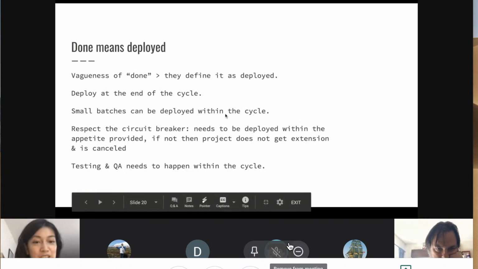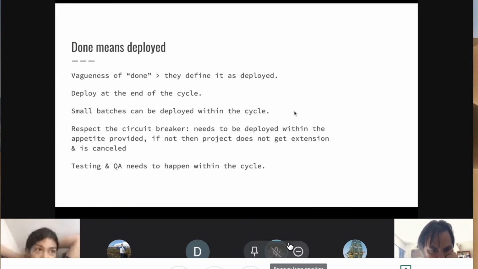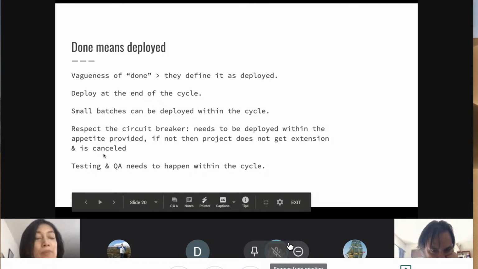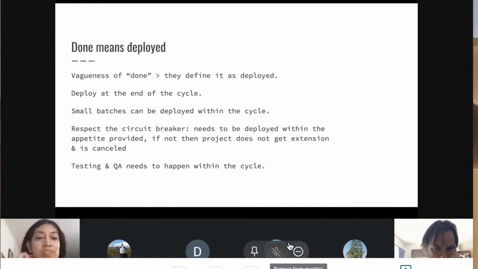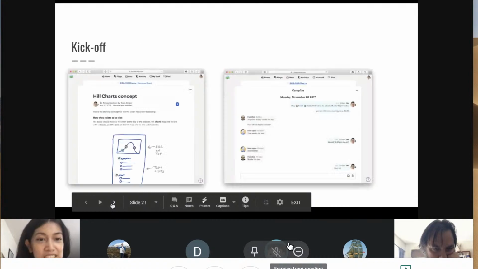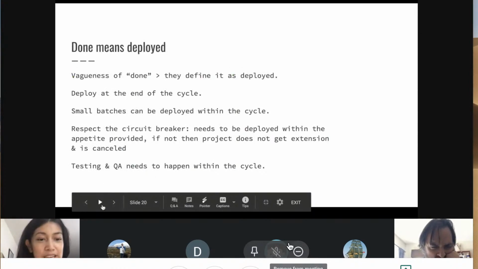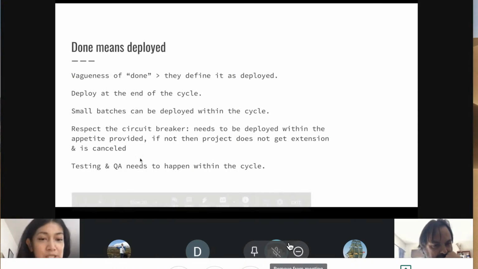So testing and QA need to happen within the cycle. I want to know in what situations, we might talk about this later, what types of projects they've canceled and why. Maybe the tasks got too overgrown and they couldn't finish everything in time, which I have more questions on later. Yes, and testing and QA take the last two weeks of the cycle.